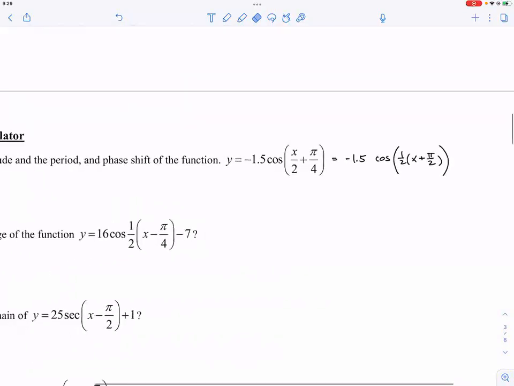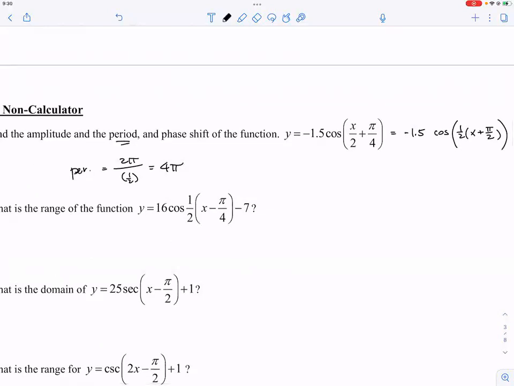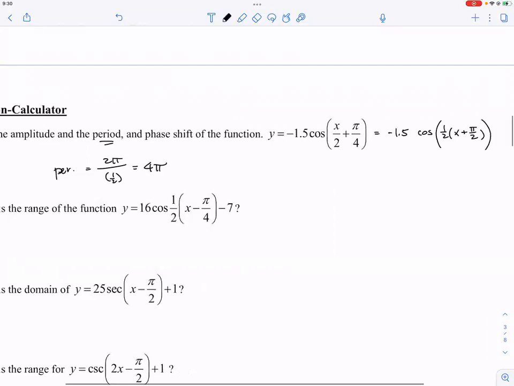And now you can make some conclusions. You can tell, oh, what's the period? Well, period is 2 pi over the b value, which is 1/2, which gives us the period of 4 pi. Okay. You can also look at the phase shift. Phase shift is moving to the left, pi over 2 units.